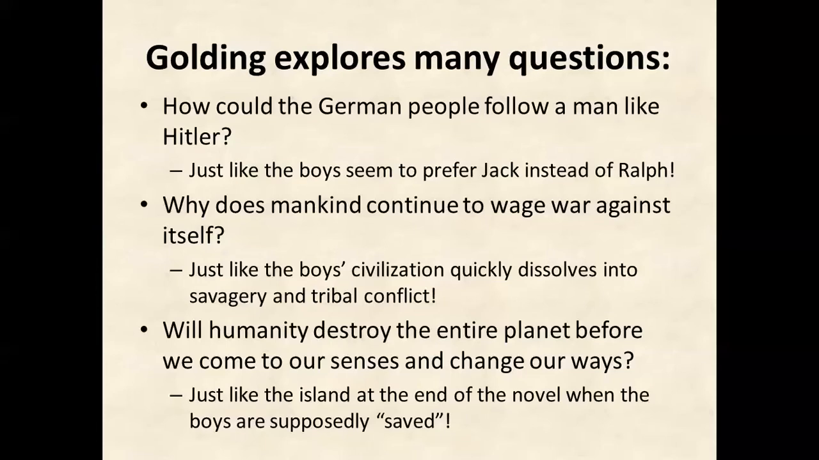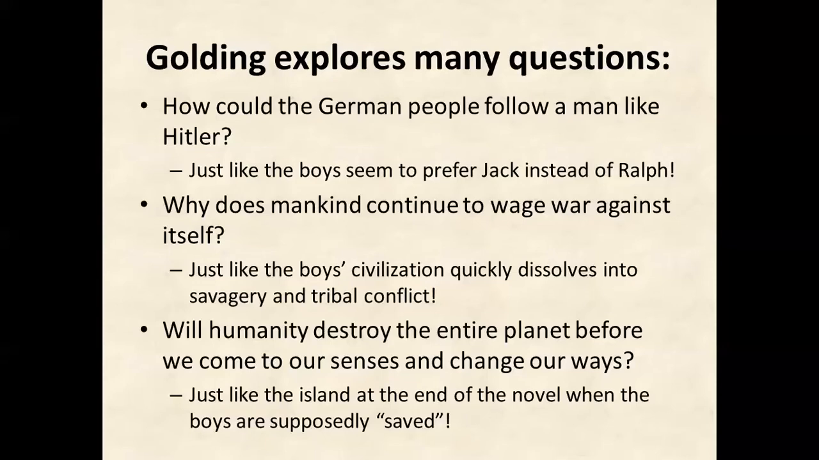So throughout Lord of the Flies, Golding explores many questions. One of the things he's exploring here is how could the German people, the good German people, follow a man like Hitler? Just like in the novel, the boys seem to prefer Jack instead of Ralph. Everyone wants to say that they're going to follow Ralph, and that of course we're going to help you out, Ralph, and we're going to do the things that you say. But they seem to prefer Jack, and that's what gives Jack the advantage on the island to start amassing his own little tribe.